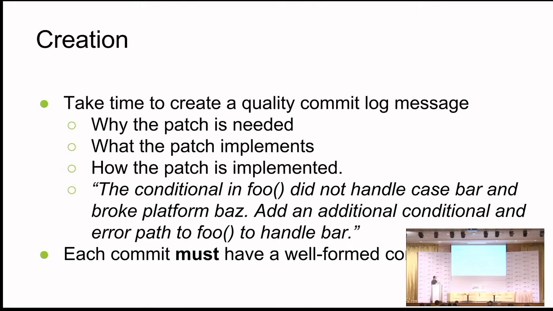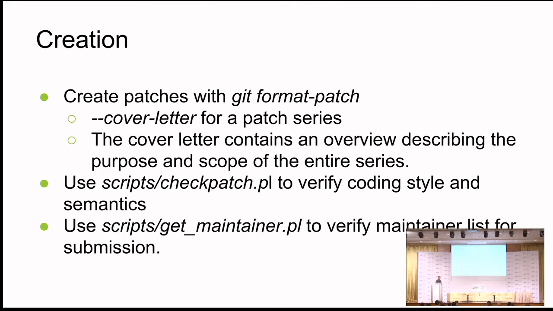I give an example in very generic terms, but if there's a bug in something, you have to explain what's not there, right? And what you did, why I added this additional path to handle something. Each commit has to have this. You will not get things merged without an explanation of how, what, and why the patch implements code or a solution.